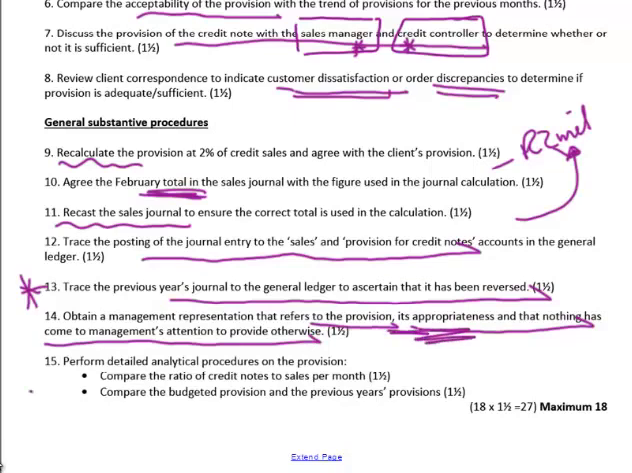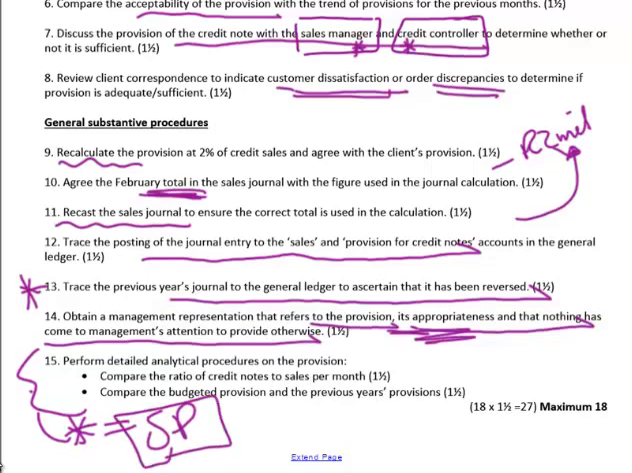Okay, number 15, perform detailed analytical procedures on that provision. Nice extra little marks there. Don't forget, analytical procedures are substantive procedures. So put in there examples of what type of analytical procedures you could do. Compare the ratio of credit notes to sales per month, or compare the budgeted provision and the previous year's provisions. Are they in line? Just give some examples of what you could do to assess the reasonableness of this amount.